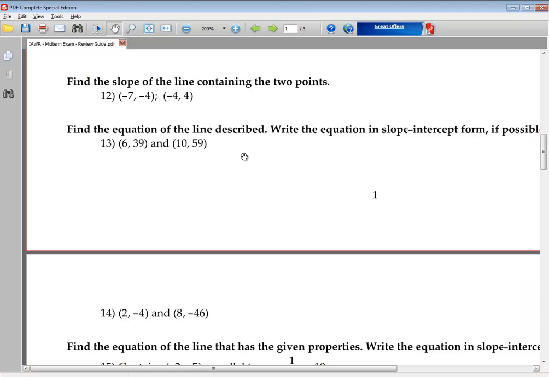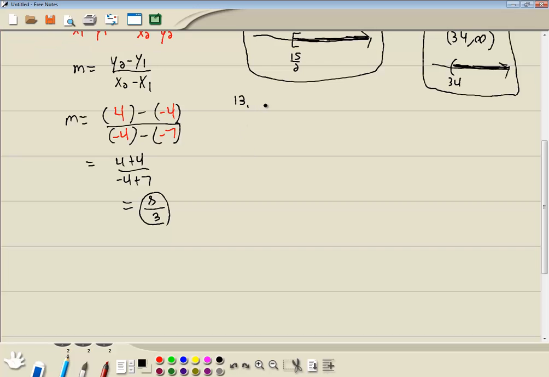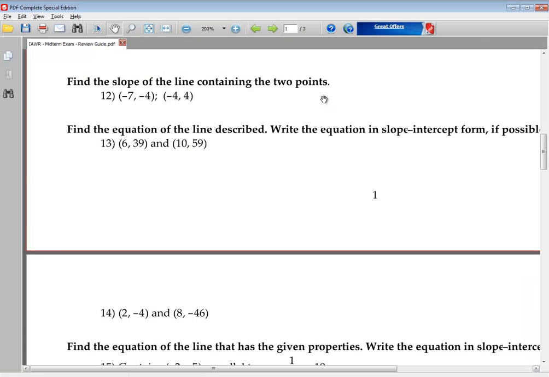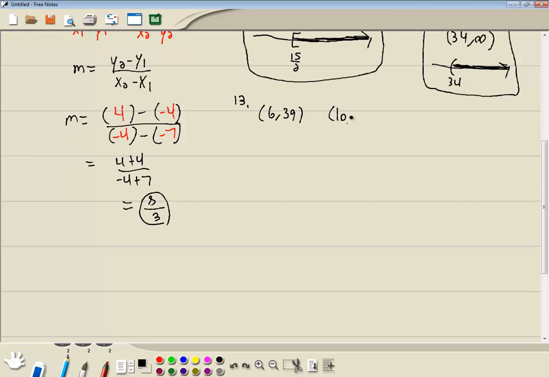Okay, number 13. Find the equation of the line, write in slope-intercept form. We got 6 and 39. And 10 and 59. Okay, step 1. Find the slope. Well, we got to label these. This is my first point, so this is x1, y1. This is my second point, so that'll be x2, y2.